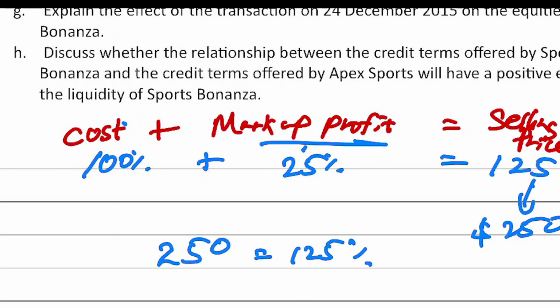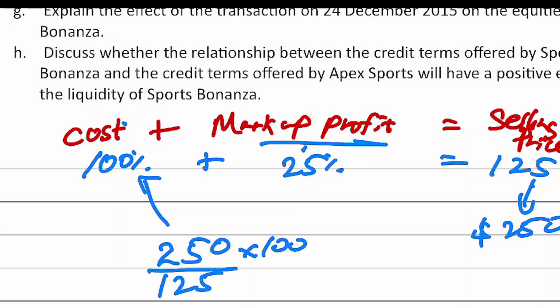Then what do we need? We can calculate 1%. How? Divide by 1. Very good. 250 is equal to 125, and then we can multiply by 100, right? Very good. If you want to calculate 1%, you divide by 125. And then what you need is cost. If you need the cost, you times it by 100. If you wanted the markup profit, you times by 25. Let's calculate. 125 goes into 250 2 times, 2 times 100 is 200.